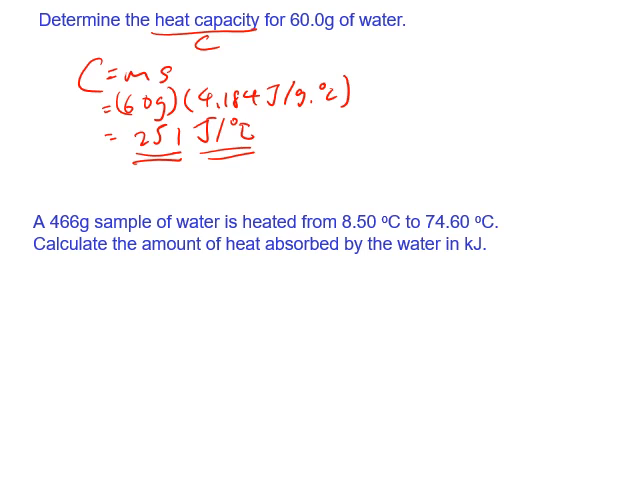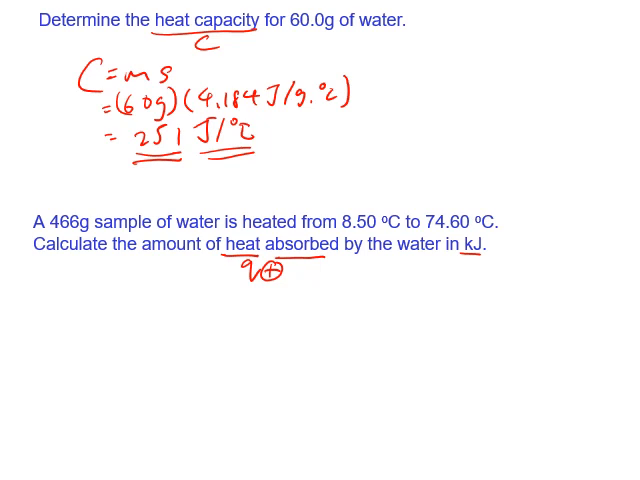Okay, another question here. A 466 gram sample of water is heated from 8.5 to 74.6 degrees Celsius. Calculate the amount of heat absorbed by the water in kilojoule. So they want heat, so heat symbol Q. They actually tell us that the heat is absorbed, so endothermic. So the Q answer must be positive. The unit they want is kilojoule.